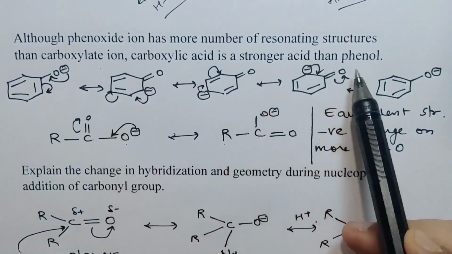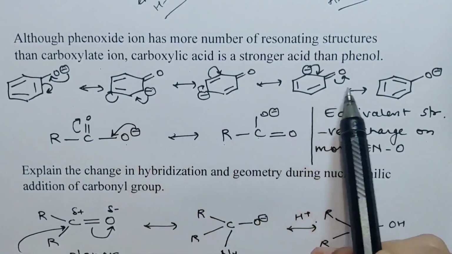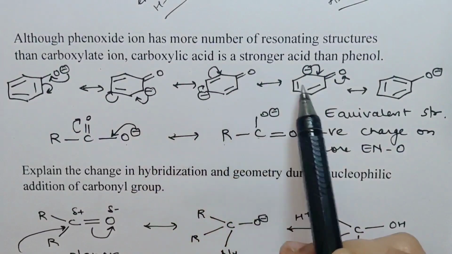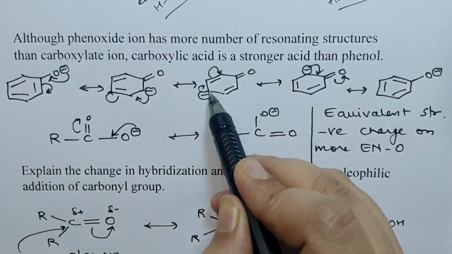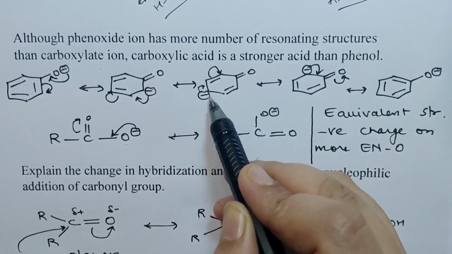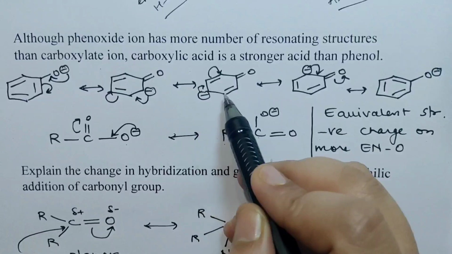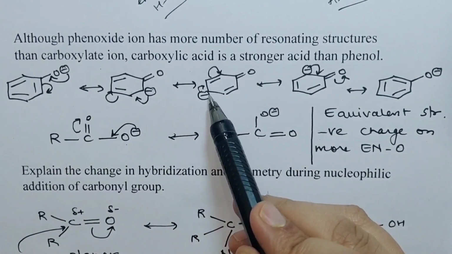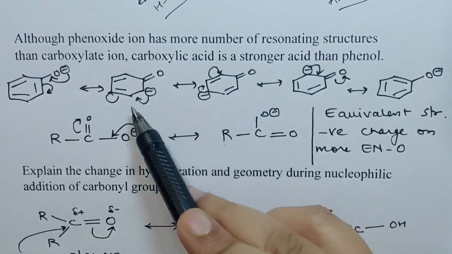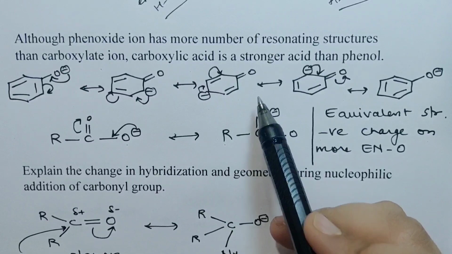When we talk about phenoxide ions, the resonating structures are not equivalent. There are non-equivalent resonating structures, and there's a negative charge on the less electronegative carbon, making it contribute a little less to the overall stability of phenoxide ion. So these resonating structures where there is negative charge on carbon and which are non-equivalent, they contribute very little to the stability of phenoxide ion.